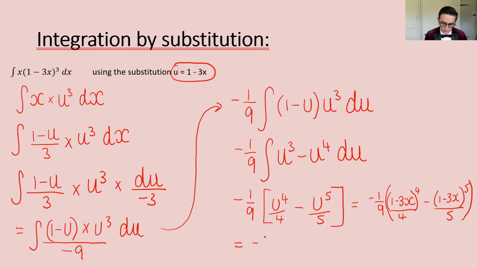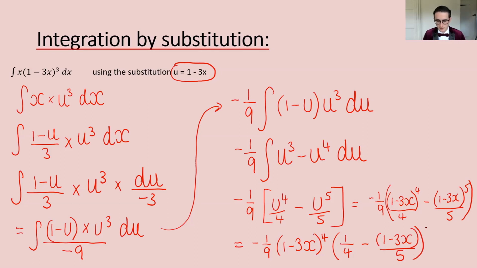So obviously minus 1/9 has already been taken out, but there is also a common factor of 1 minus 3x to the 4, because that goes into both bits. And to the first bit, it goes in 1 over 4 times, and then the second bit, it goes in minus another 1 minus 3x over 5 times. And again, if you don't like having fractions in there, because it's a little bit annoying having 4 and 5, you can take out a factor of a quarter and a factor of a fifth.